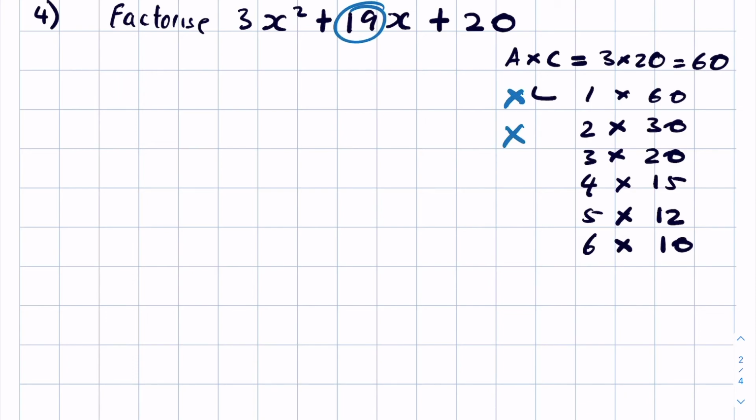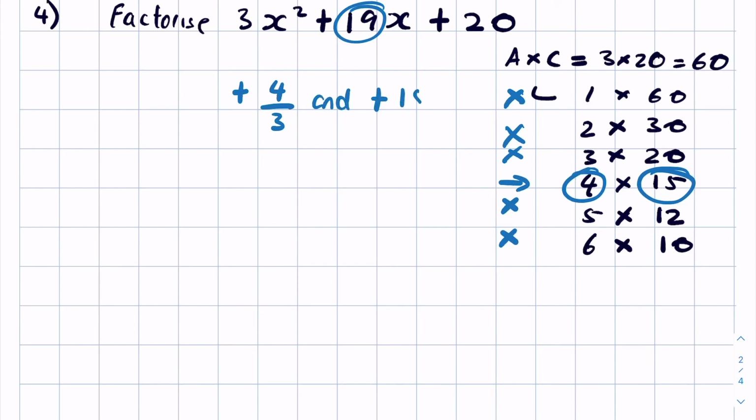So it's not the first one, or the second one, or the third one. It could be 4 times 15. It's not 5 and 12. And it's not 6 and 10. So it's 4 and 15. We need to divide each of them by 3. So we have 4 over 3 and 15 over 3, which gives us positive 5.